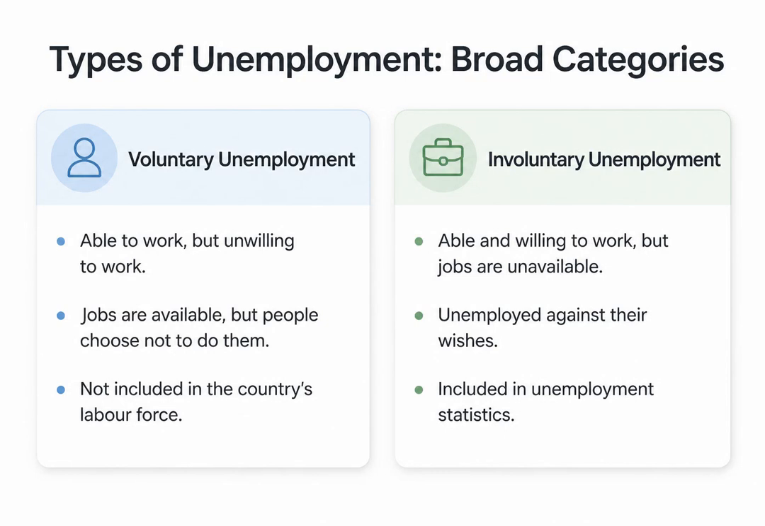Now let's categorize unemployment. At the highest level, it is either voluntary or involuntary. Voluntary unemployment is when jobs are available, but a person simply chooses not to work. These individuals are completely excluded from the labor force calculations. Involuntary unemployment is the real economic problem. This is when people are willing and able to work, but the economy simply doesn't have jobs for them.